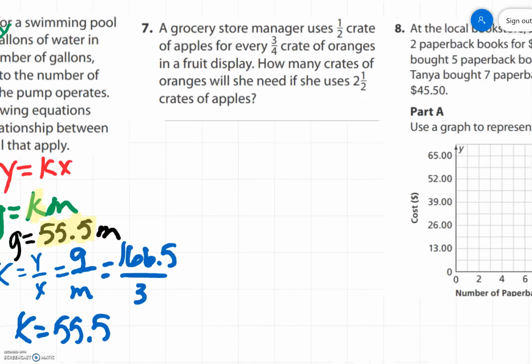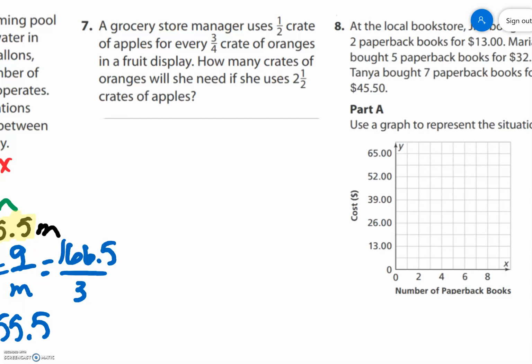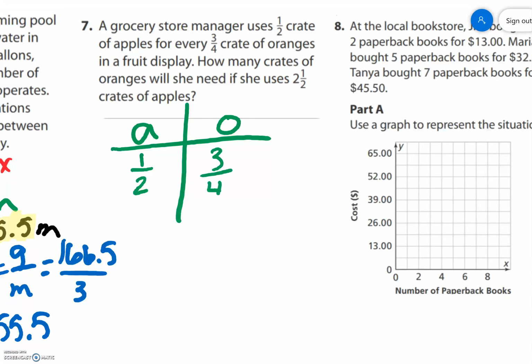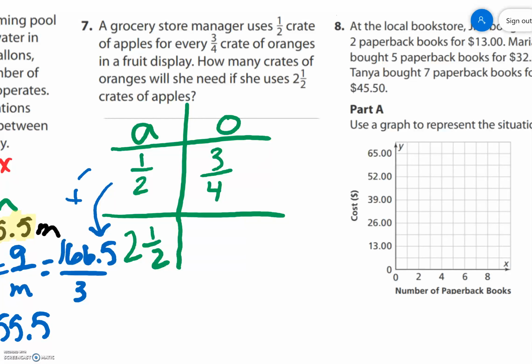Number 7. A grocery store manager uses a half a crate of apples for every 3/4 crate of oranges on a fruit display. How many crates of oranges will she need if she uses 2.5 crates of apples? So there are 2 ways to solve this. I'm going to show you both of them. So we have apples and oranges. I like to set up a table, a half a crate for apples and 3/4 of a crate for oranges. That's our ratio. If we have 2.5 crates of apples, well, how do I go from 1/2 to 2.5? I can multiply by 5.